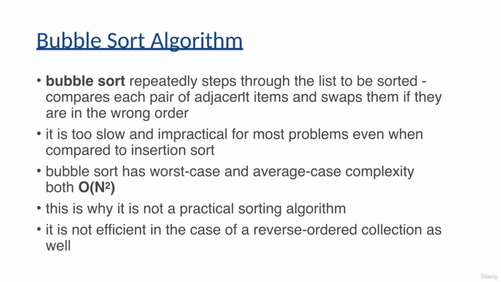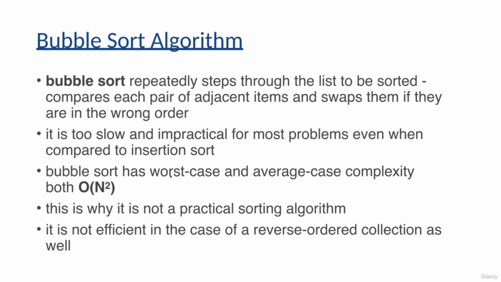Bubble sort repeatedly steps through the list or the array or the underlying data structure and compares each pair of adjacent items and swaps them if they are in the wrong order. Unfortunately, bubble sort is too slow and impractical for most problems, even when compared to insertion sort. Insertion sort is another quadratic running time complexity sorting approach, but it is a bit faster.